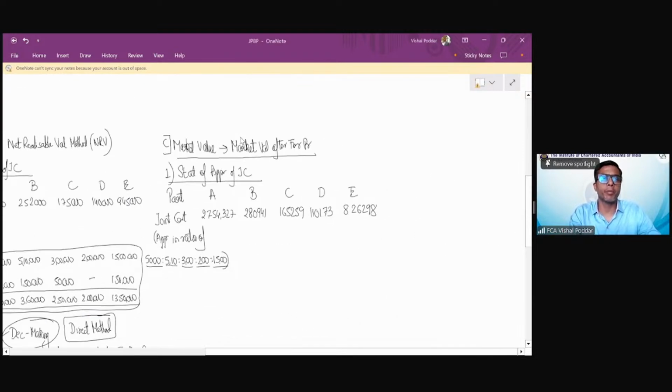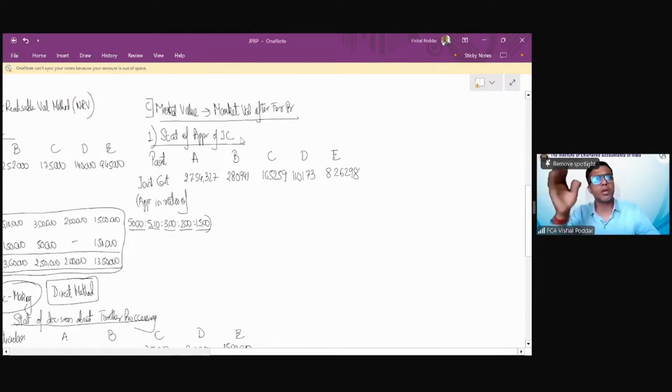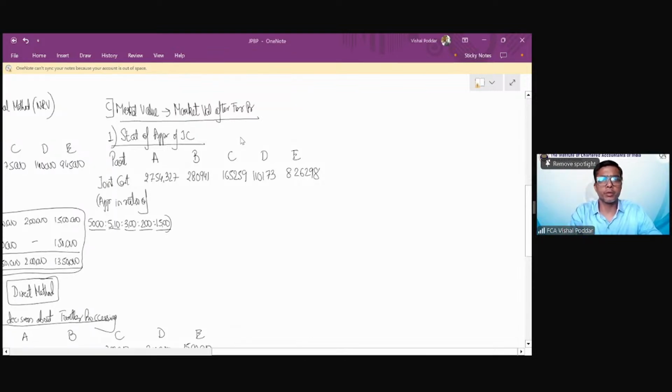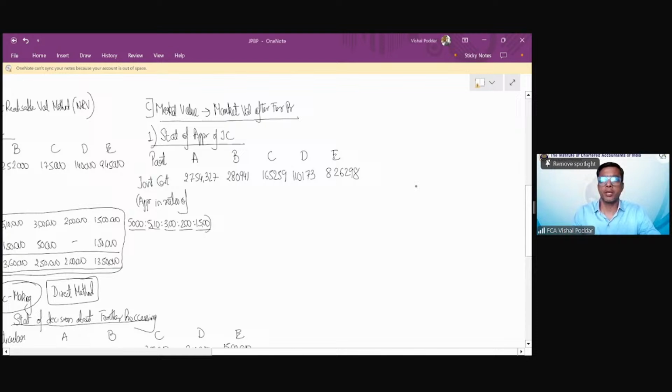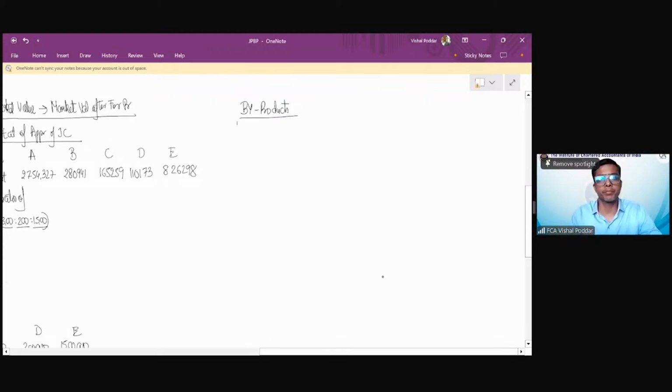So we studied 4 methods. Now there are 2 more methods, but before I go to those 2 methods, because they are not very common ones, let me now talk about something which is byproducts and how byproducts are to be treated. So byproducts treatment in cost accounting.